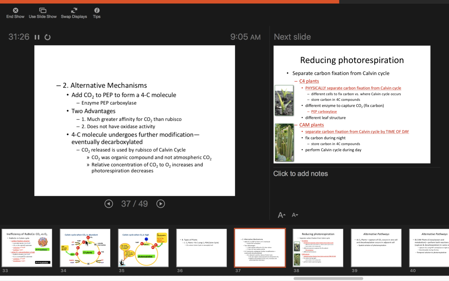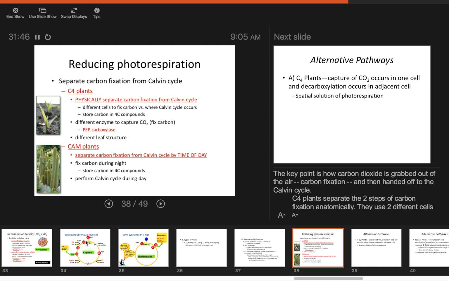Anyway, so now instead of a 5-carbon molecule going to a 6, we get this 4-carbon molecule intermediate that gets modified and eventually decarboxylates. So that's one way that C3 plants can overcome photorespiration, but photorespiration is still going to occur. Other ways is to separate the carbon fixation from the Calvin cycle. So instead of having CO2 come into the Calvin cycle directly, we can physically separate carbon fixation from the Calvin cycle. And this will reduce competition for oxygen, CO2, and Rubisco.